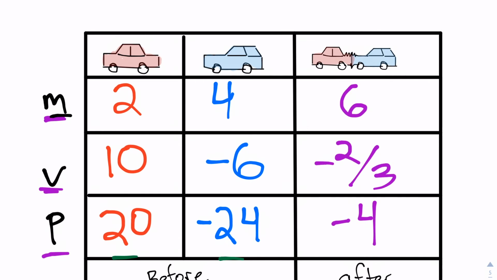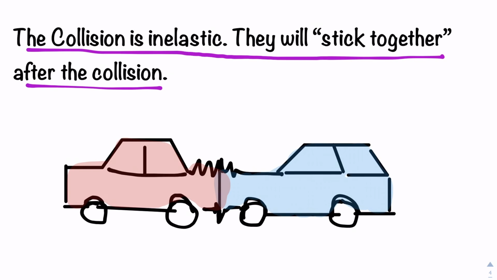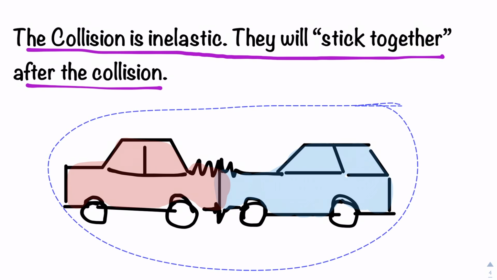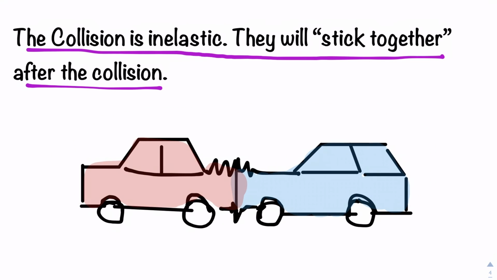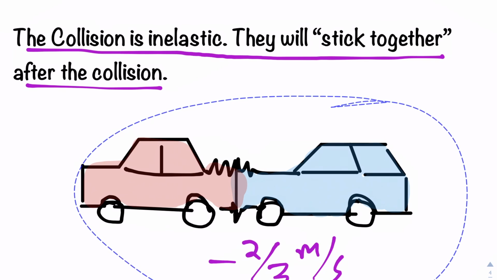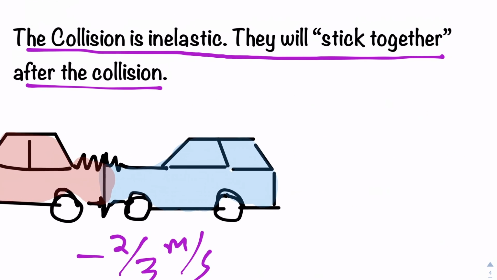What does this mean? This means that after they collide, they're going to be moving in the negative direction this way, at negative 2/3 meters per second. The blue car had more momentum. They're going like this.